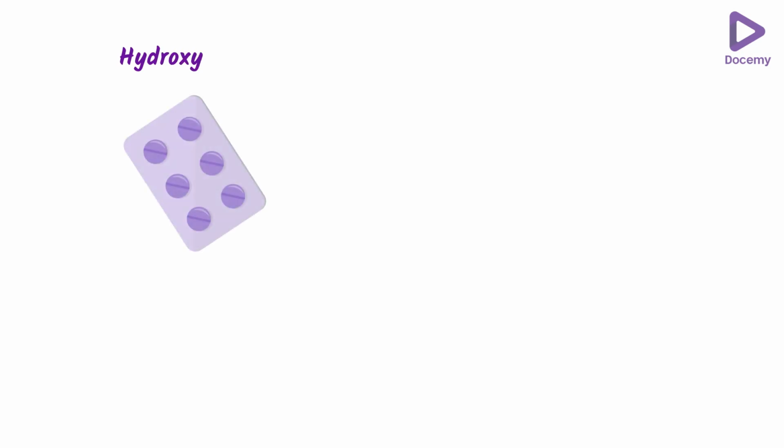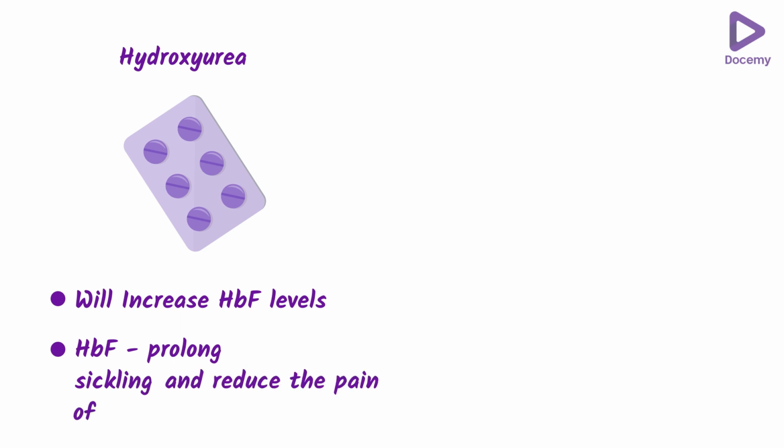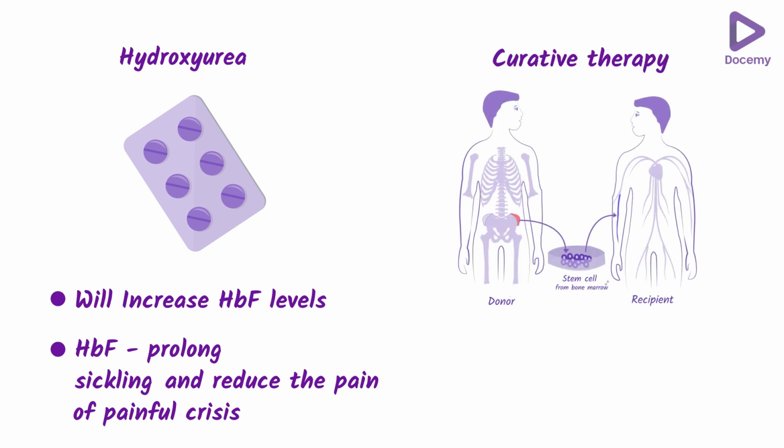And what is the role of hydroxyurea? Hydroxyurea can increase HbF levels, and this HbF will help prevent sickling, and it can also reduce the pain of the painful crisis. And the only curative therapy is bone marrow transplantation.